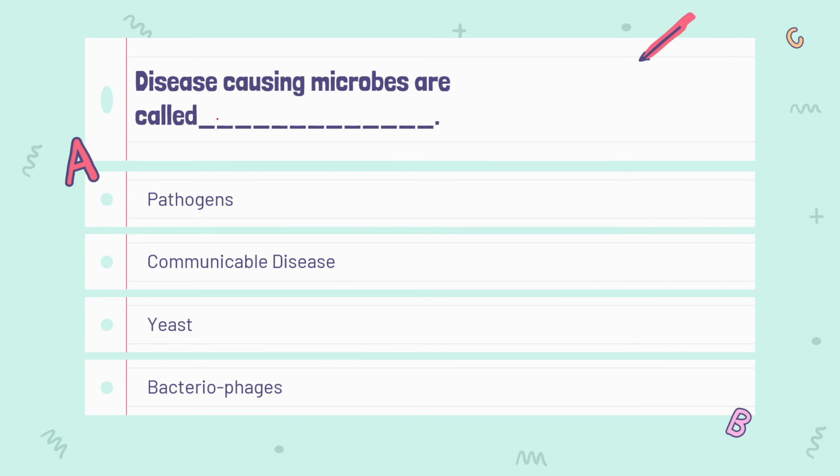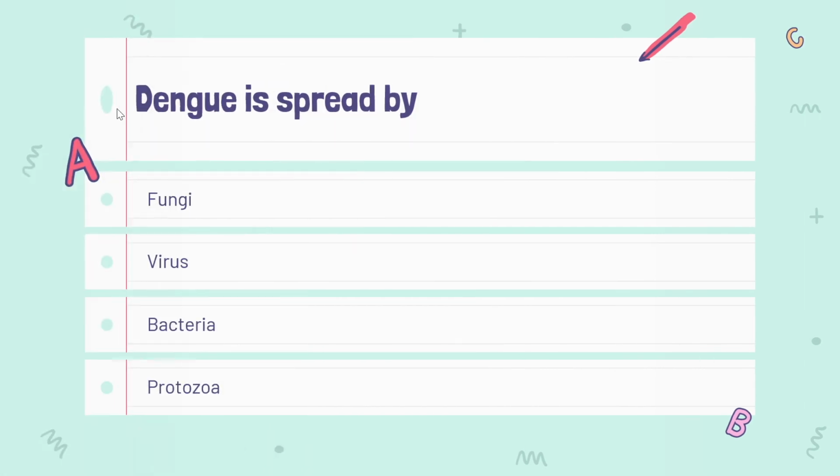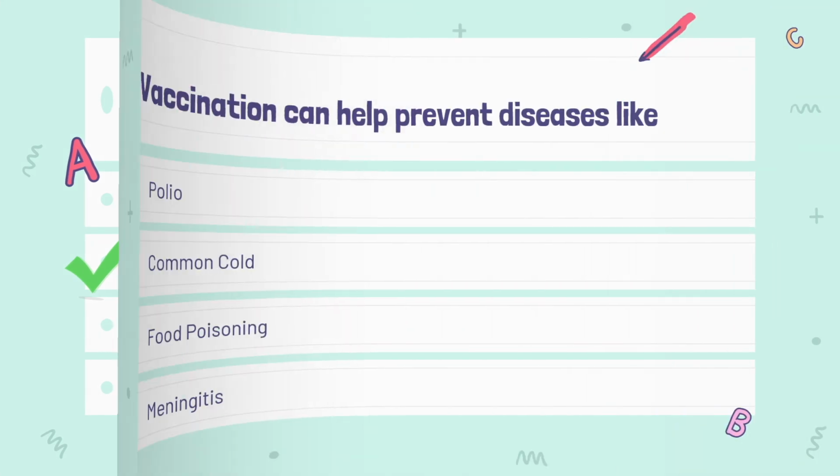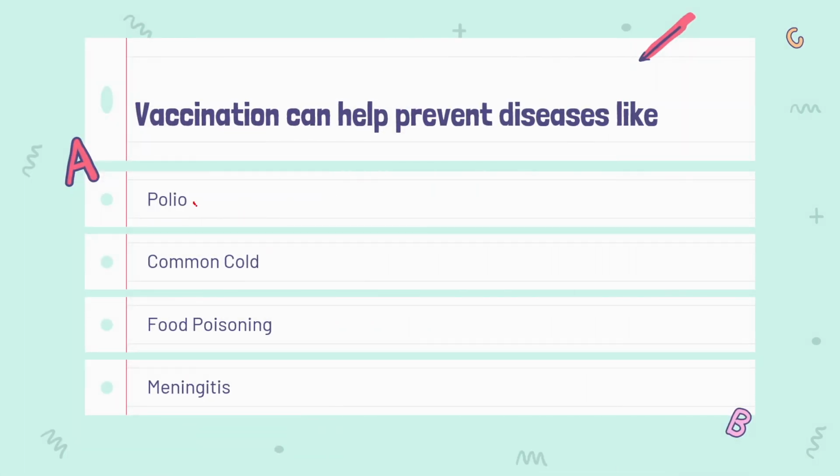Lecture 3. Disease-causing microbes are called pathogens. Yes. Okay. Dengue is spread by a dengue virus. It's a virus which spreads dengue. Vaccination can help prevent diseases like polio. Polio vaccine is given at an early age. It's like polio drops, right?